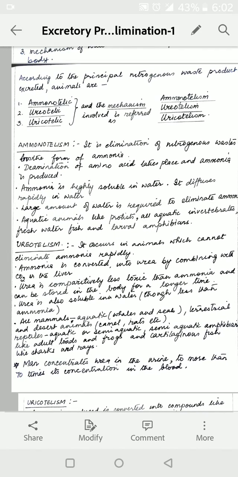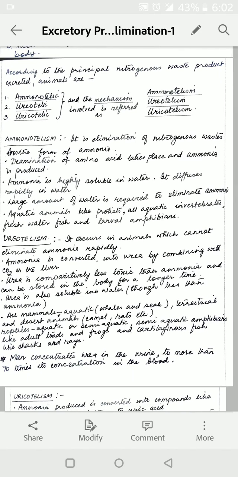To begin with, ammonotelism. Ammonotelism is elimination of nitrogenous waste in the form of ammonia, and during the breakdown of protein, during the catabolism of proteins, deamination takes place and it results in the formation of ammonia, which is the basic nitrogenous waste product. So ammonia is removed from amino acid and ammonia is highly soluble in water.